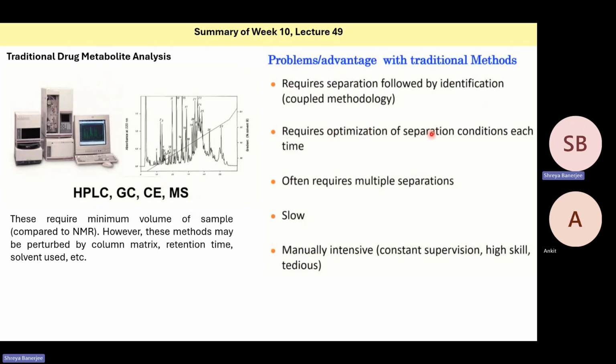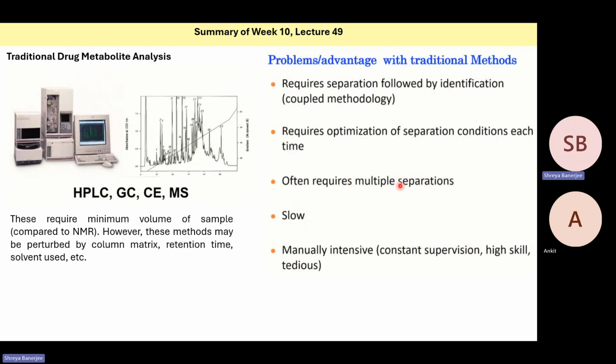Next, you need to optimize the separation condition each time. So if you have a certain drug that you are studying the metabolism of, then suppose you are taking a certain column and changing the polarity of the solvent to optimize the separation. But the moment you take a second drug, all the conditions will again change. So for each drug, you have to separately optimize the conditions at which the metabolites are separated.